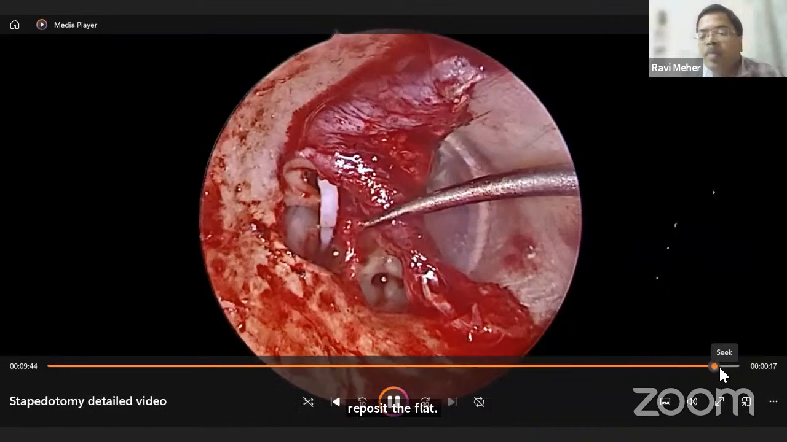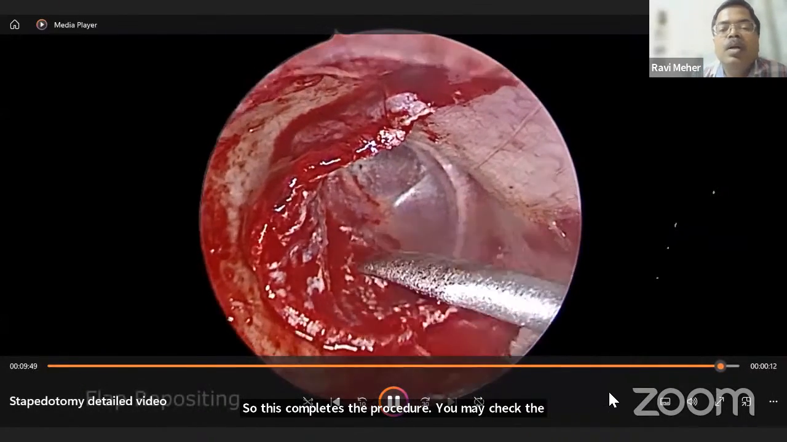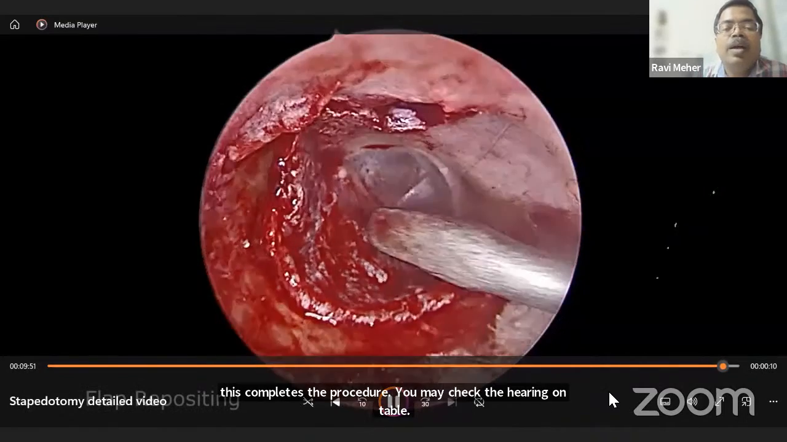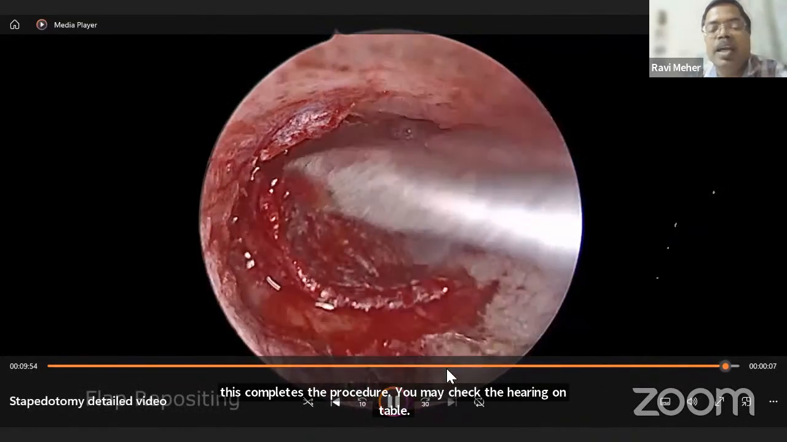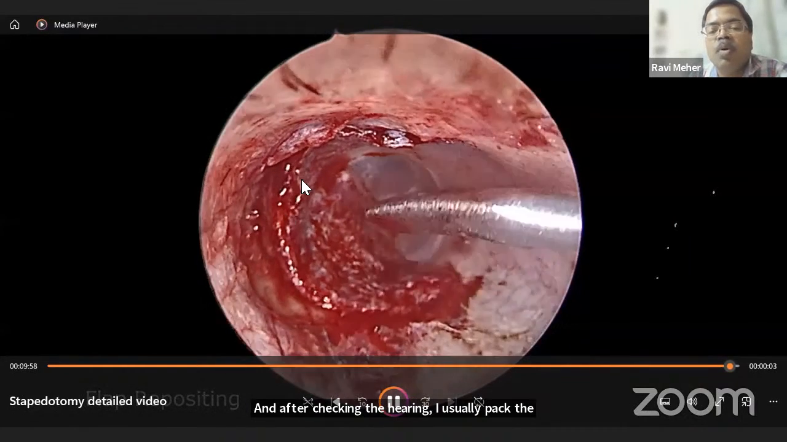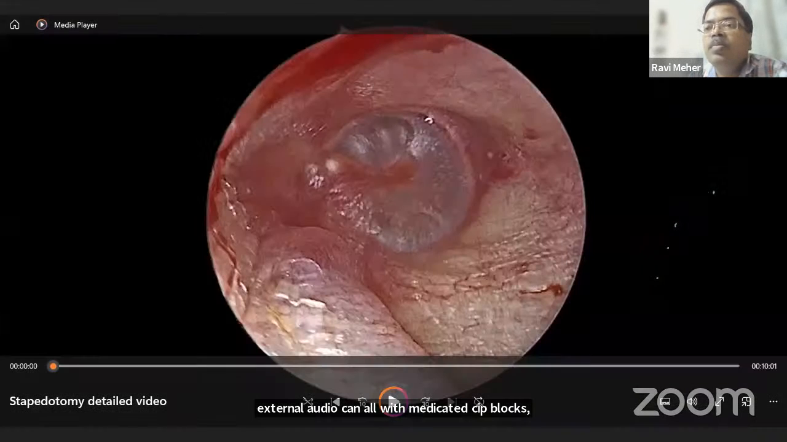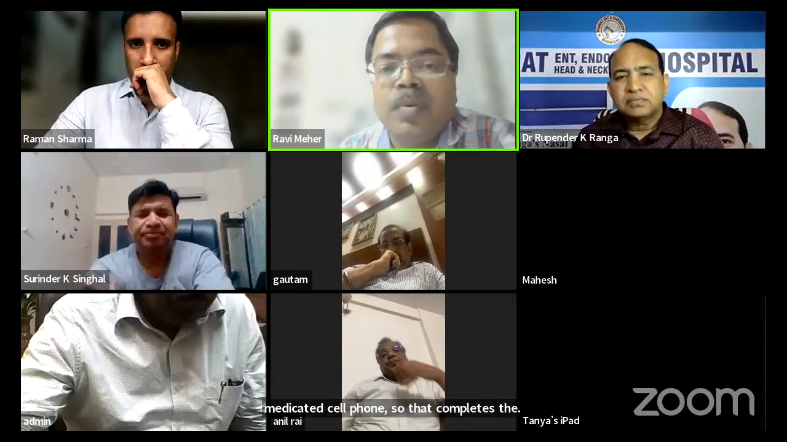You may check the hearing on table, and after checking the hearing, I usually pack the external auditory canal with medicated Ciplox gel form. So that completes the surgical video.